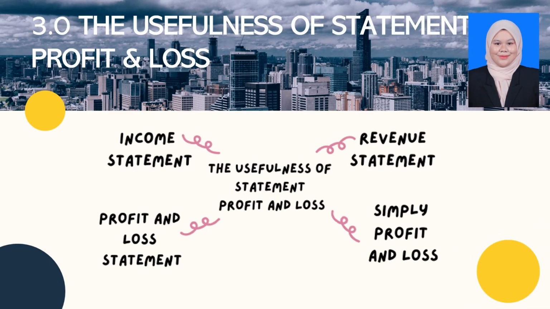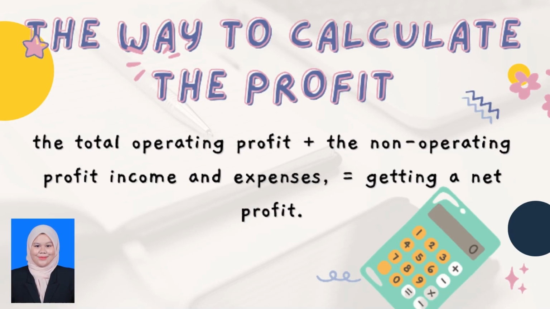3.0. The usefulness of the statement of profit and loss. There are four other names for the statement of profit and loss, for example, income statement, revenue statement, profit and loss statement, and statement of profit and loss. First, profit helps the business get money to continue the business. Second, profit is the result of the business. Third, profit also will affect the income of the business.